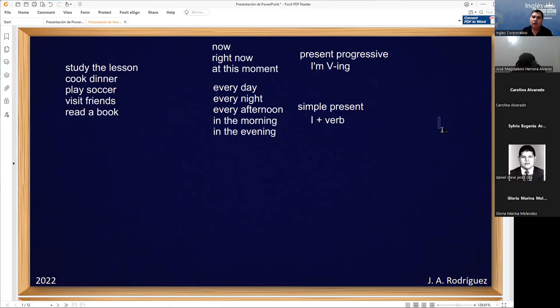Okay. Cook dinner now. I'm cooking dinner now. Play soccer right now. I'm playing soccer right now. Exactly. Play soccer every afternoon. I play soccer every afternoon. Exactly. Very good. So that is the idea.